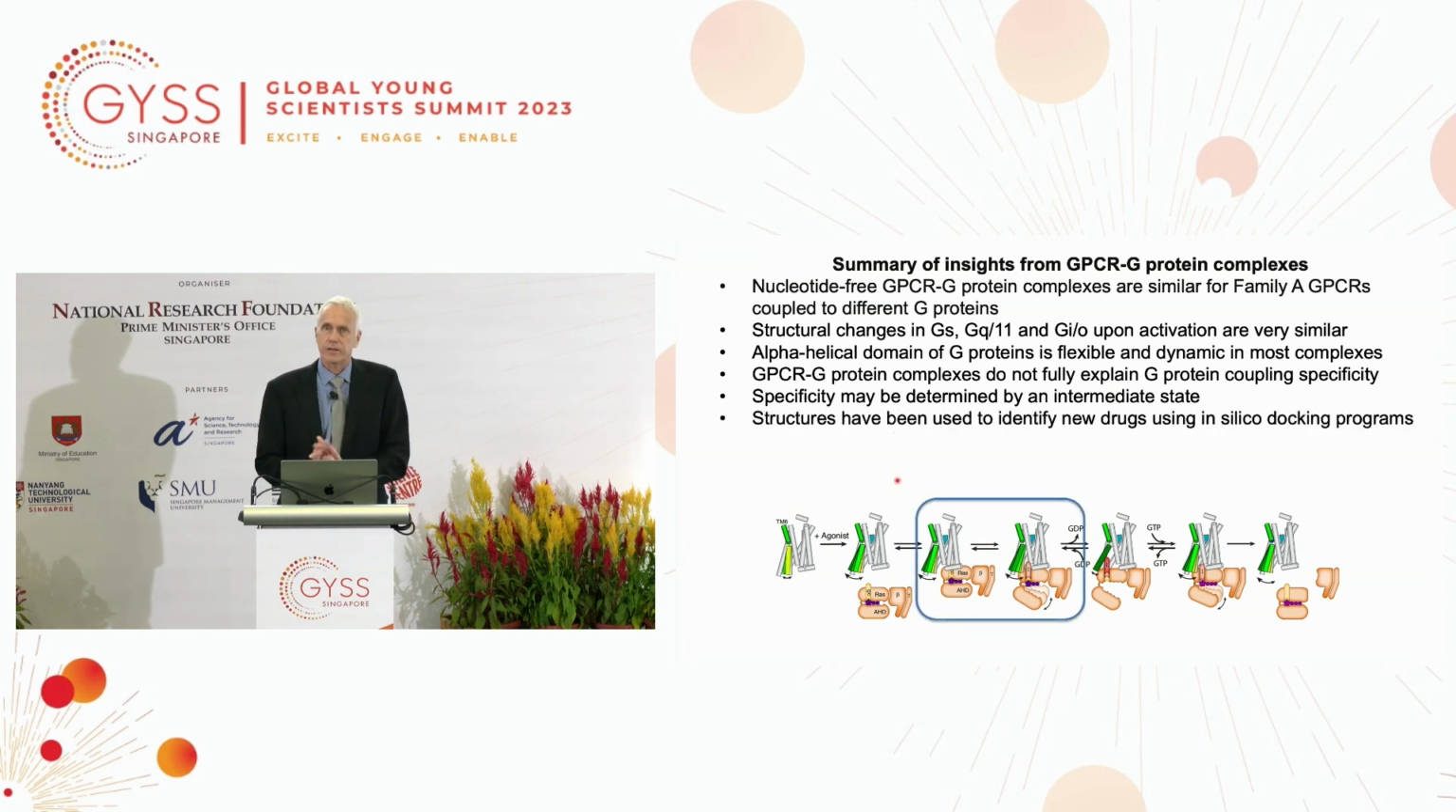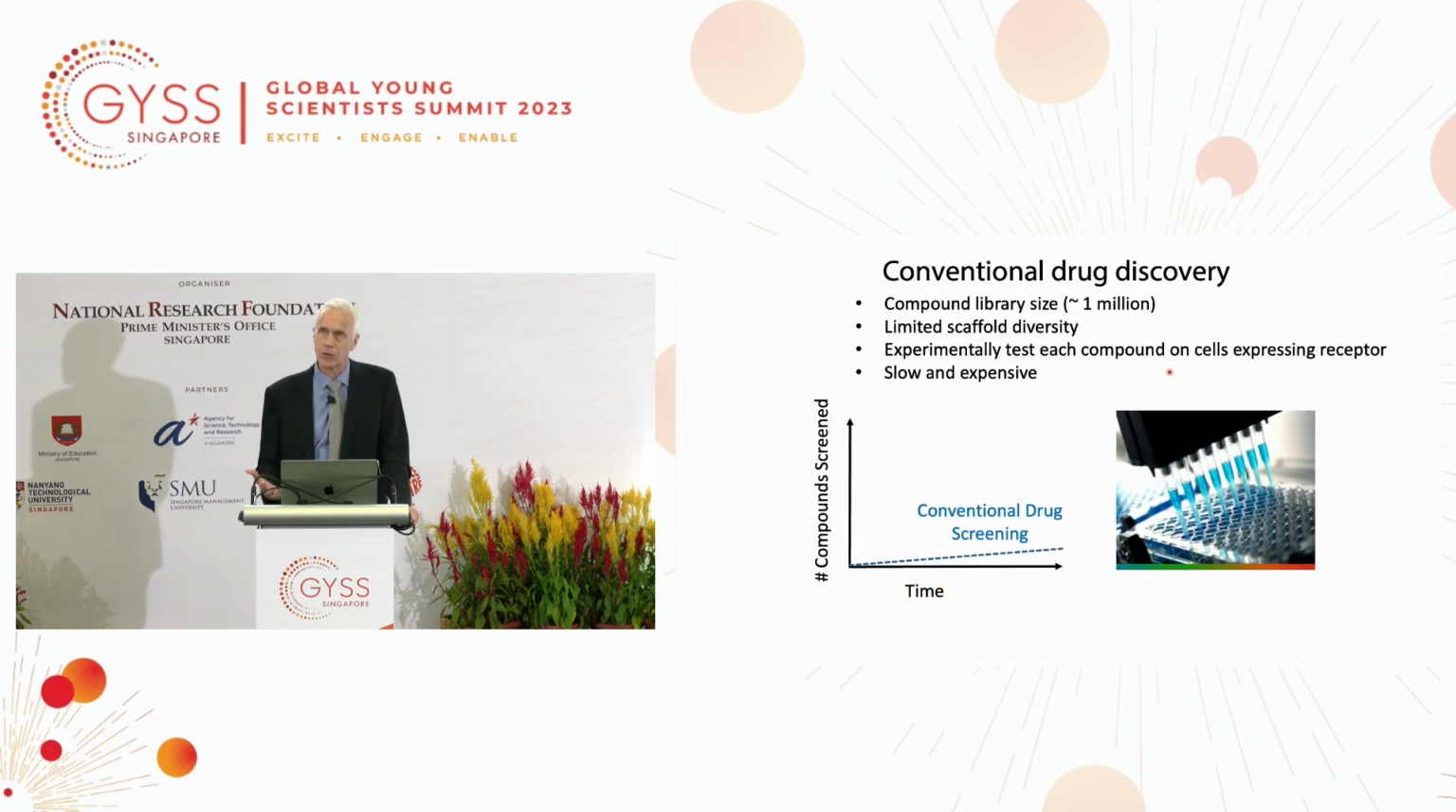So what use are these structures? Well, structures have been used to identify new drugs using in silico and computer-based docking programs. And I'm just going to briefly contrast the old method. The conventional way of screening for drugs for G protein coupled receptors involves testing each compound. The compound libraries typically are around 1 million compounds, and all of the compounds have to be tested on cells expressing receptor individually. These libraries have what we call relatively limited scaffold diversity, so that even though there are 1 million compounds, many of these compounds look like other compounds in the library. Experimental testing is slow and expensive.